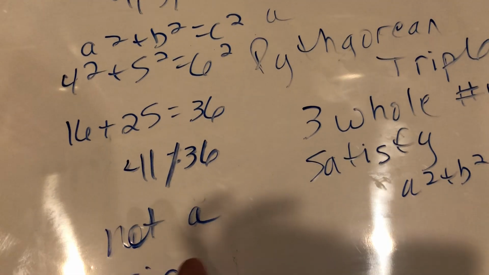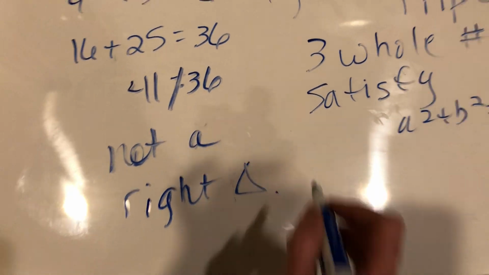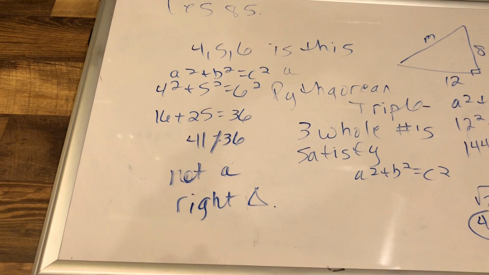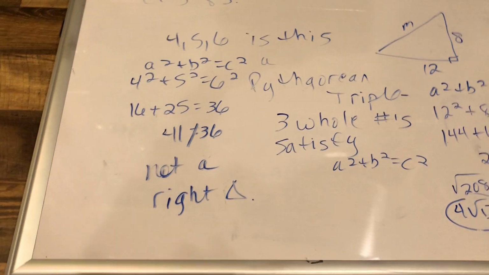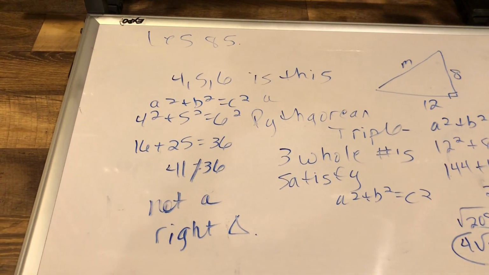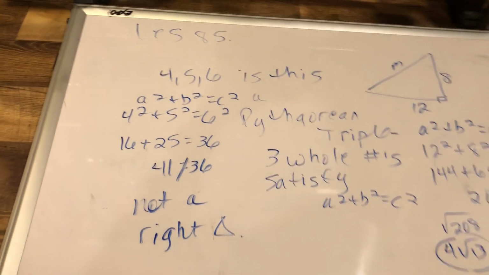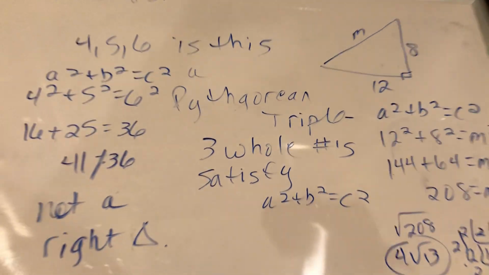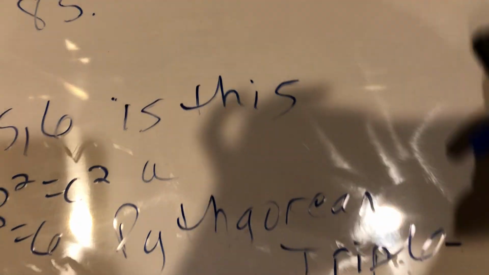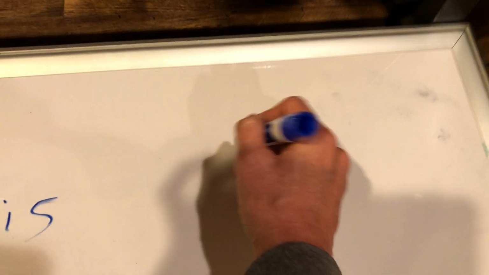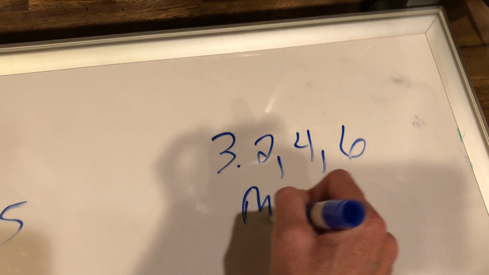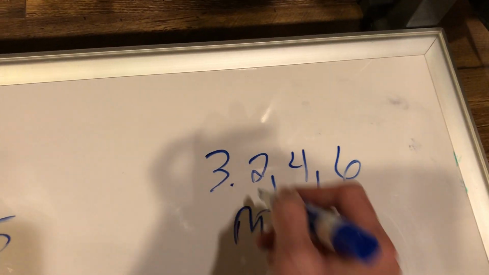Not a right triangle. And so that's how you'd answer a question like that. You'd be asked if it is a Pythagorean triple, or if it makes a triangle. Usually it says Pythagorean triple. And again, it's got to be 3 whole numbers. If it's not 3 whole numbers, don't even check it. Don't even plug it in. So you got to make sure it's 3 whole numbers first. So if I give you something like 3.2, 4, and 6, this is no, because they're not whole numbers.